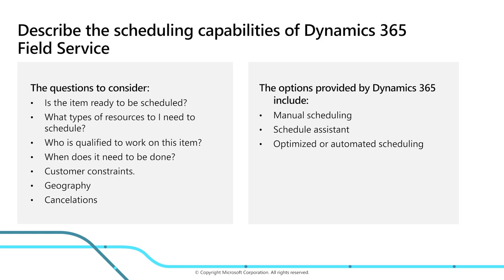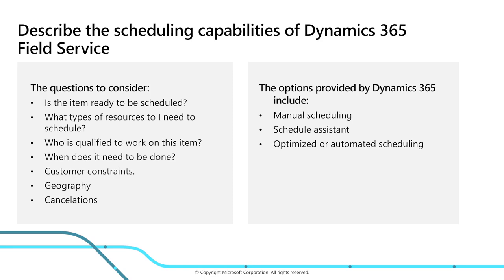Now, when looking at a work order, we need to think about, is it ready to be scheduled? Does it have all the information needed on it? What resources do we need to schedule it? We need people, we need locations, we need equipment, a variety of other stuff. In terms of fixing a road, maybe it needs a crew of people, for instance.